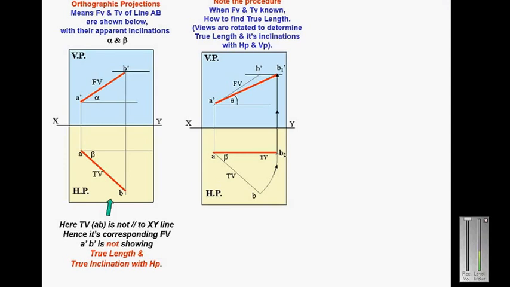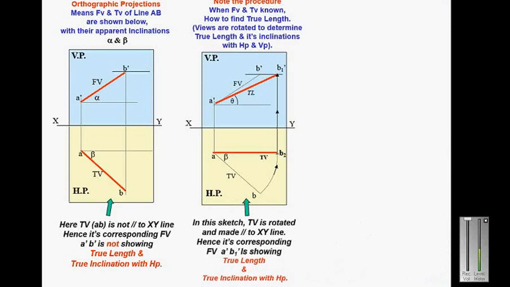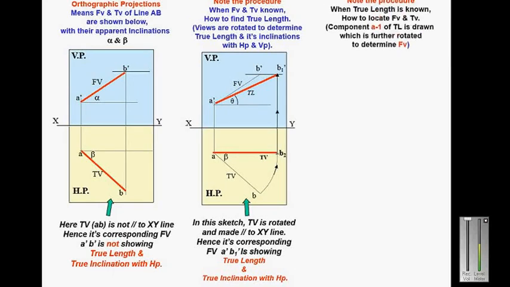So AB is actually inclined, so we rotate this AB and make AB parallel to VP. Then what happens is it is rotated and parallel to VP. You will get A dash B1 dash as the true length, and theta is the true inclination with HP. So A dash B1 dash will be the true length, and in this sketch the top view is rotated and made parallel to the XY line, hence its corresponding front view A dash B1 dash is showing true length and true inclination with HP.